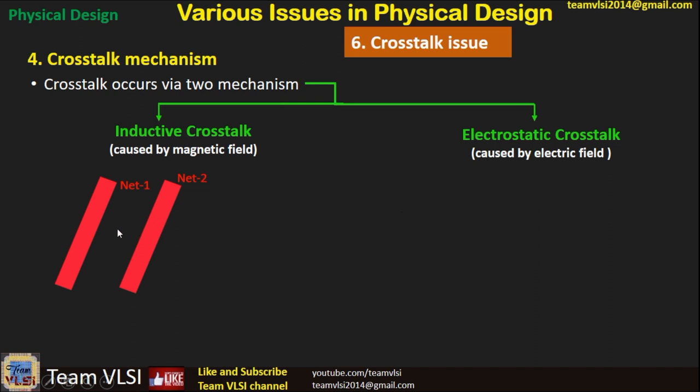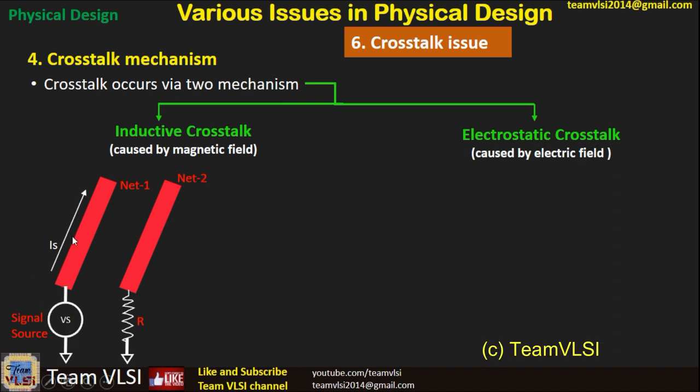So suppose there are two nets placed near to each other. One net is carrying the signal and is connected to the signal source, and the other is connected to the ground and has some resistance. The net carrying the signal will carry a current through it, and as the logic of the signal varies, its current will vary. A varying current will create a magnetic field around it. We can model it as an inductor in both the nets. So there will be mutual inductance between these two nets.